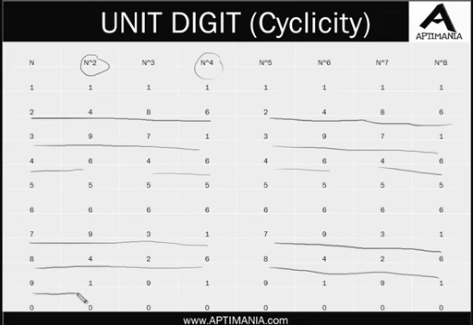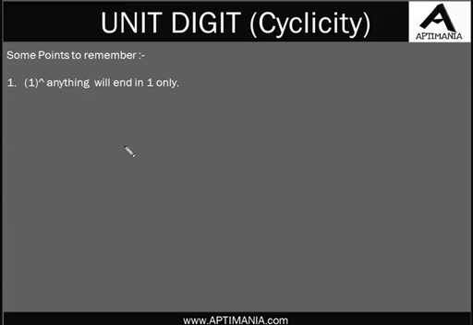9 follows the cyclicity of 2, that is 9 and 1 only. 9 raised to the power of an even number will always end in 1. And any number ending with 9 raised to the power of an odd number will always end in 9, right? And if a number ends with 0, any of its powers will end in 0 only. So here are some tips that we should remember.